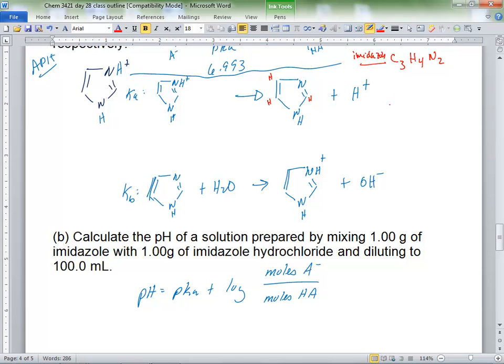And then imidazole hydrochloride should be the same thing, but we'll just add what? Add the HCl, hydrochloride. So C3H5N2Cl. So we need to find the molar mass of both of those, so we can convert our 1 gram into moles.